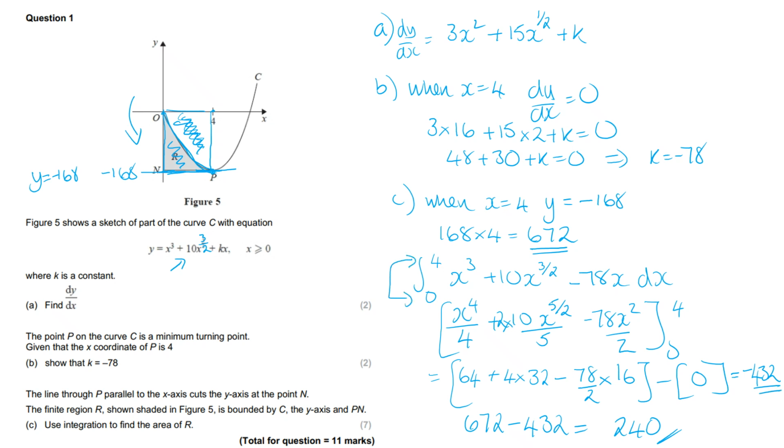So you're integrating between 4 and 0, and then it'll just turn everything the other way around. So you would get a positive answer there. But either way, whichever way you do it, the answer is going to be 240.